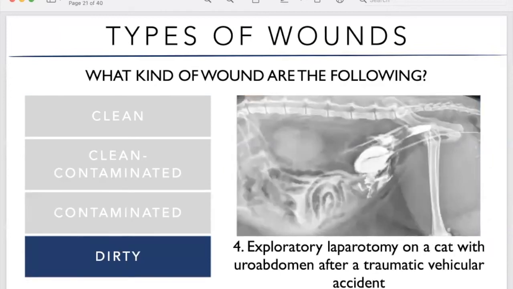Okay. Exploratory laparotomy on a cat with uroabdomen. What do we say? What is a uroabdomen? Okay, the urinary bladder ruptured or there was a hole in it. All right.